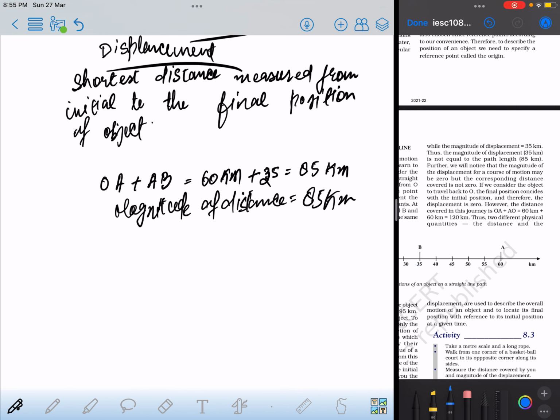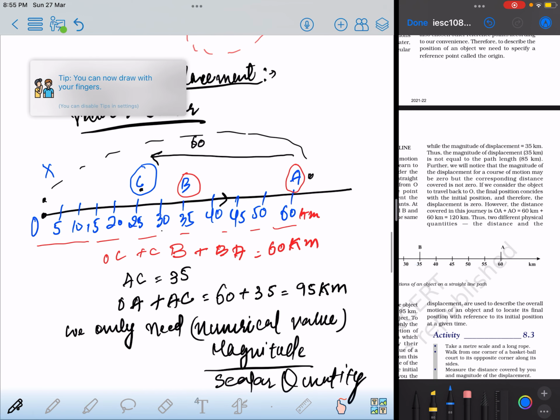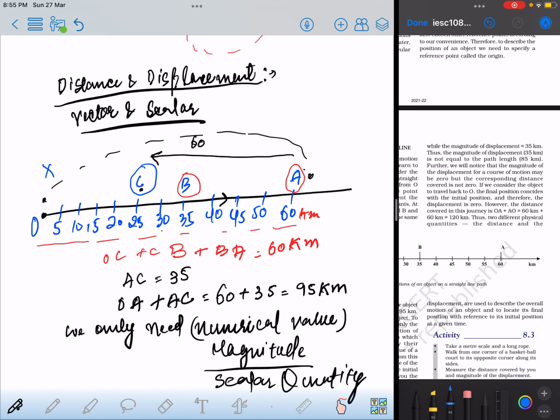So the question was, can the magnitude of distance be equal to the magnitude of displacement? We need to find this, and he is trying to make us understand through this example. If a body goes from O to A and A to B, what will be the magnitude of displacement and what will be the magnitude of distance? Will both be equal? The answer is no. Why? First, we will see the value of a distance.